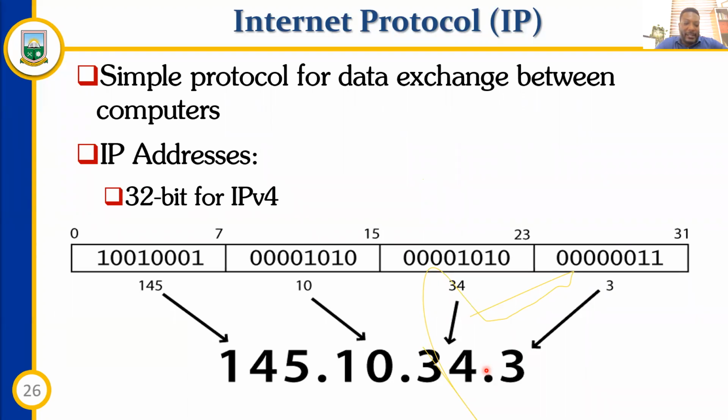So with that said, by default, the computer does not understand 145.10.34.3, but it understands it when it is converted to binary. So when you convert 145 to binary, you will get 1001 0001.